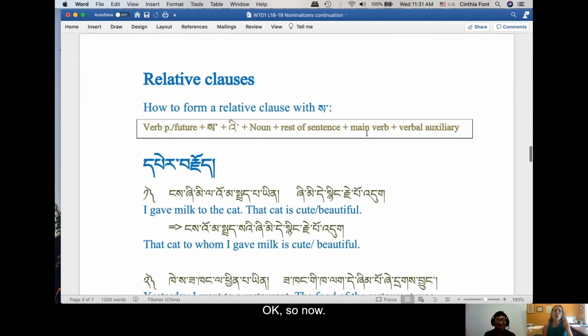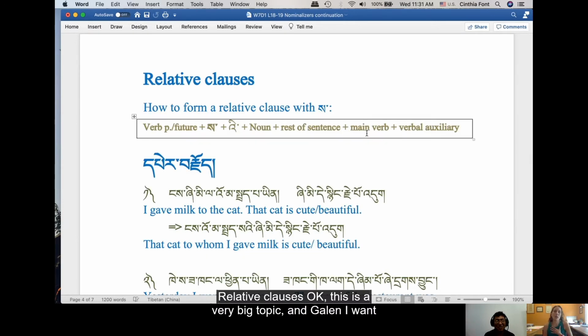Okay, so now relative clauses. This is a very big topic, and Genla and I want to condense it, abbreviate it, and make it as straightforward and simple as possible. It's a very deep topic that we could spend months studying, and you will refine it as you continue your studies in Tibetan. This is just a little taste, a very short introduction because we don't have a lot of time, okay? So keep it within that context, please. We're just giving you the tip of the iceberg.